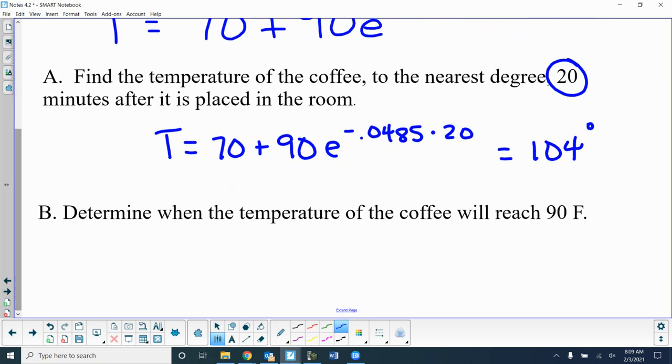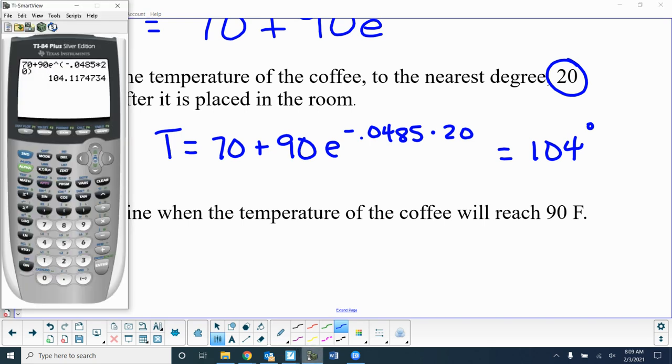Sometimes they'll ask you this: determine when the temperature of the coffee will reach 90. Okay? So when it says determine when, what is it asking you to find? The time, the number of minutes, right? Does that make sense? All right, so here's what I would do for that.